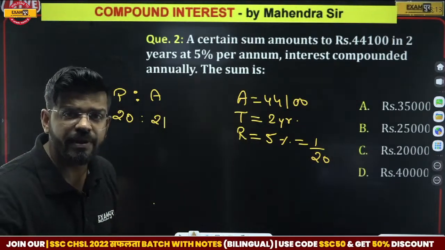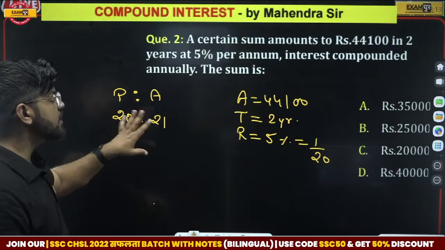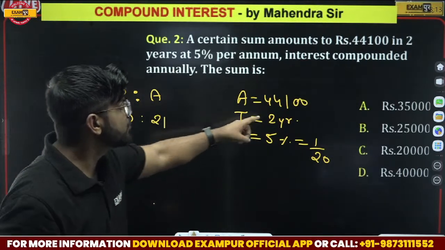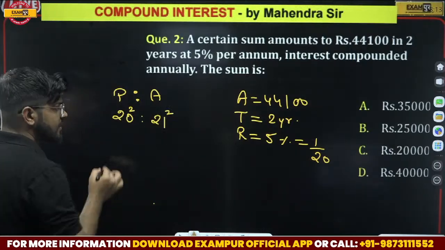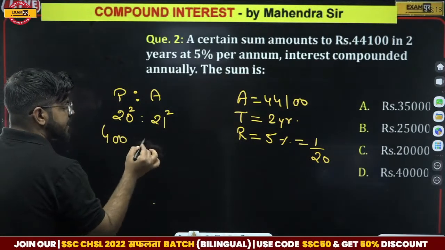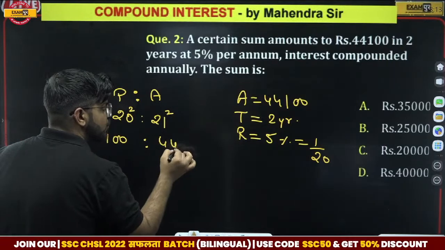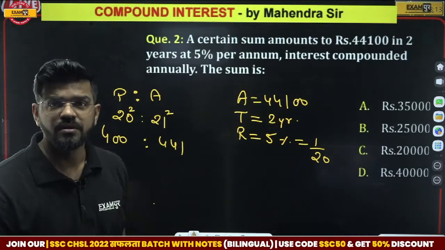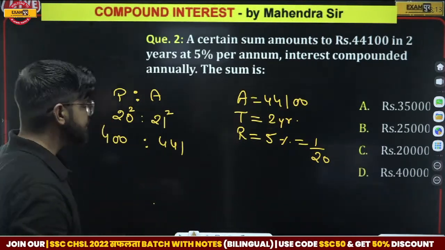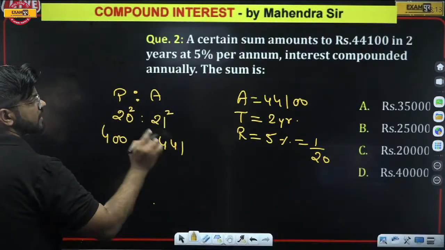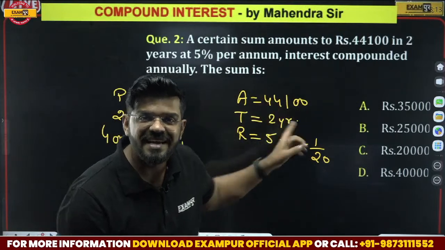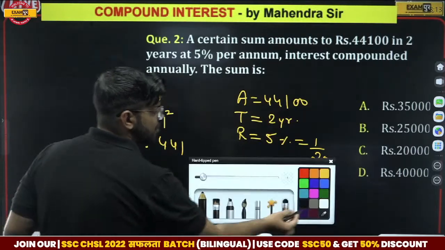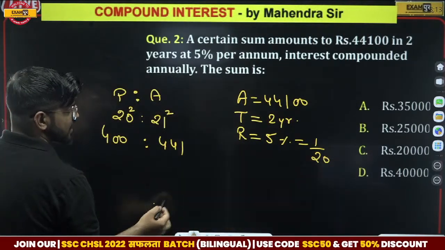1 increment on 20. Now 1 increment on 20 for 2 years. For 2 years, that means I have to square both sides. That means it will become 400 and this becomes 441. Yes or no? This becomes 441, right? Okay, so 441. Now what is given? The amount is given, so just compare it with the amount.